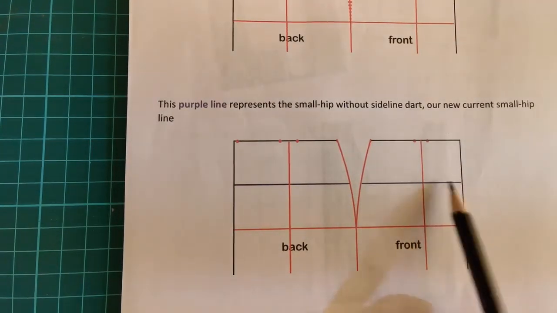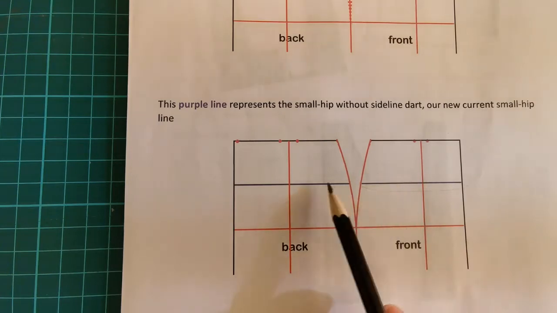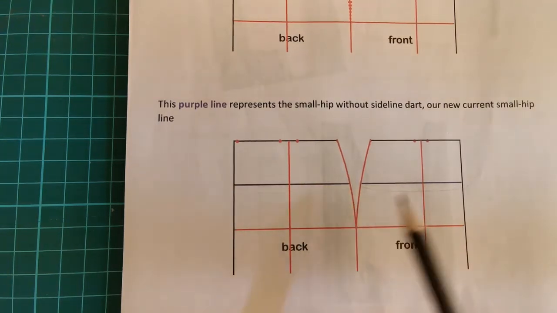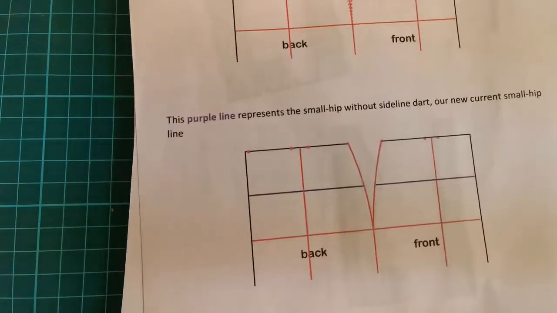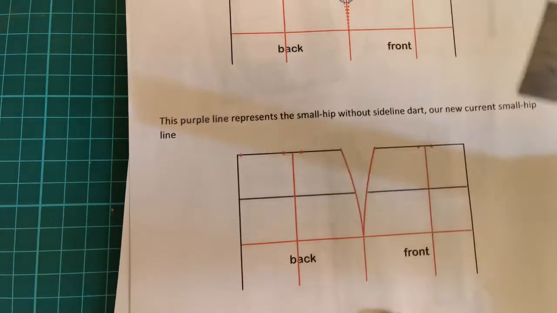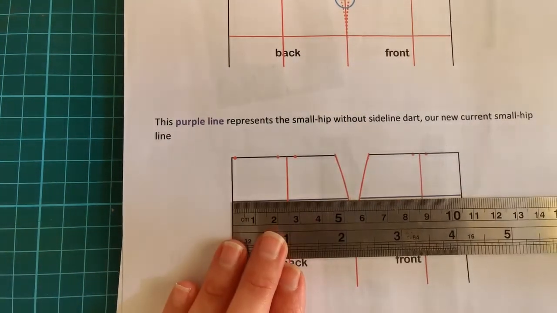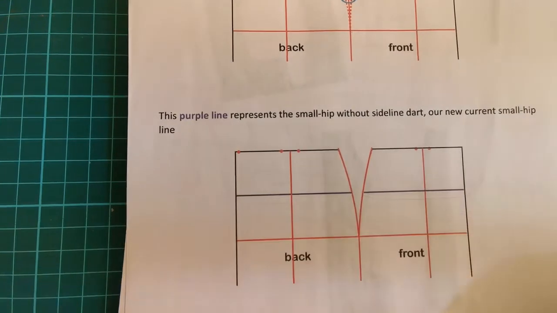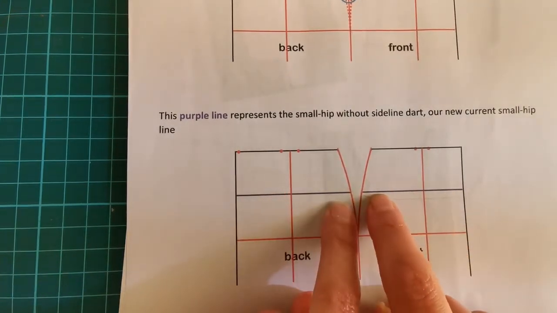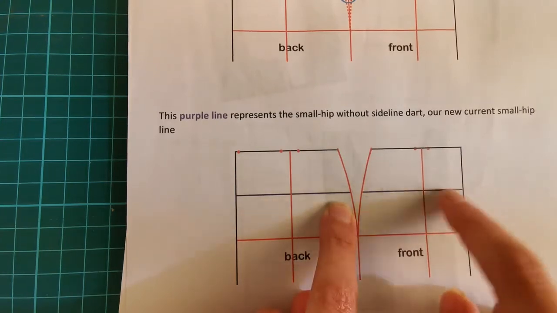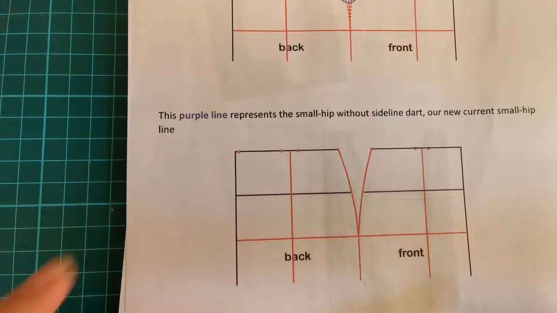So what we have now is this. But how much is this one? You go to the pattern piece and take a ruler and measure this one. And then go back and measure the back side, okay? The small hip, you will measure the small hip circumference in the front and in the back, okay?